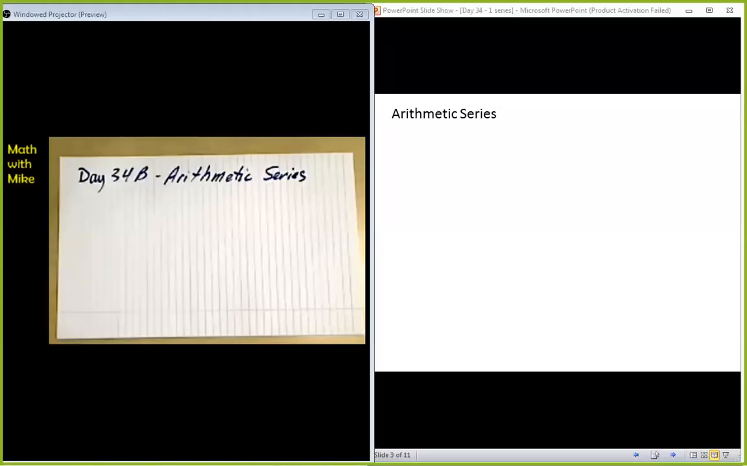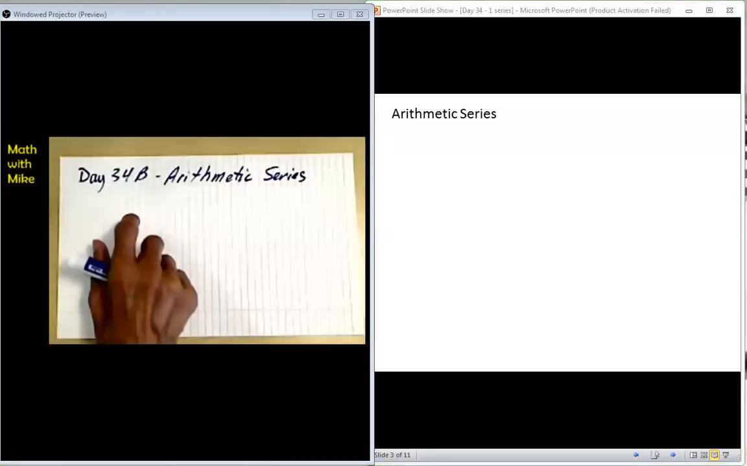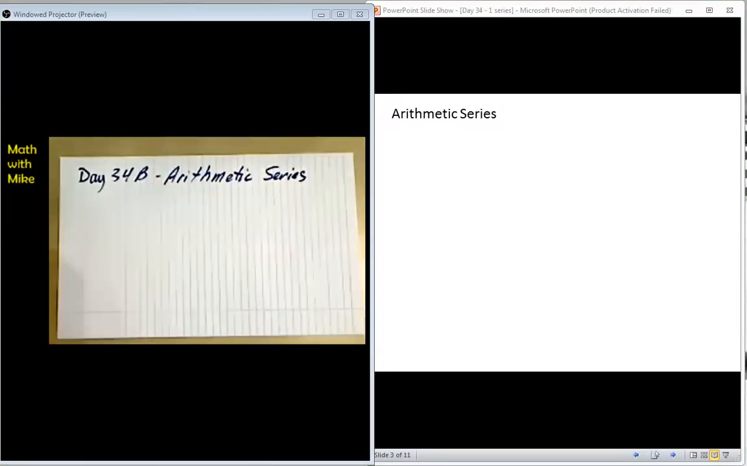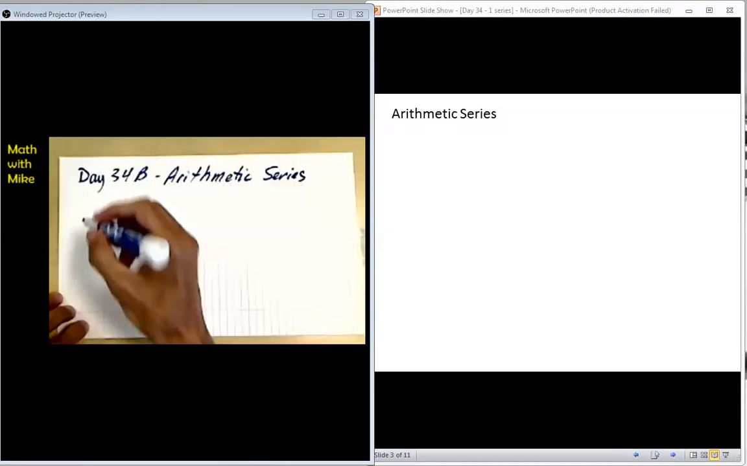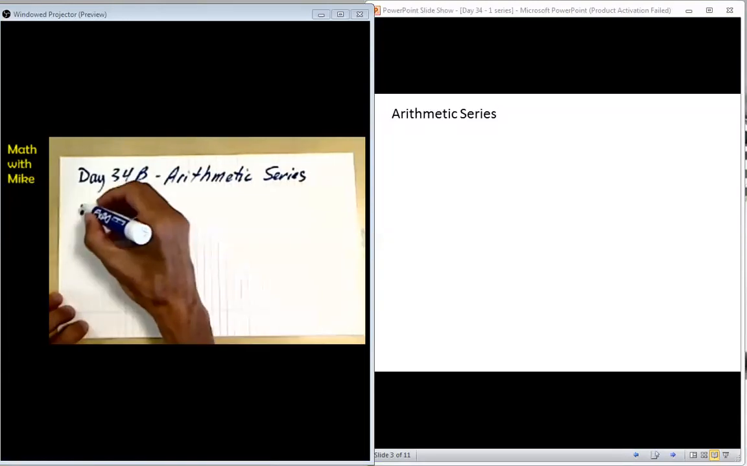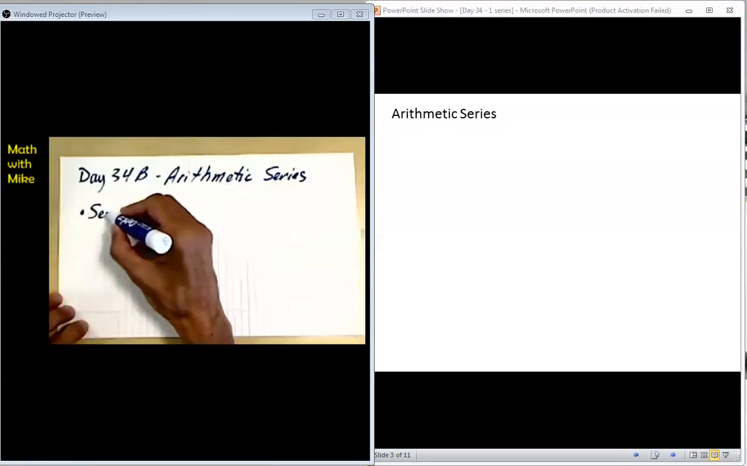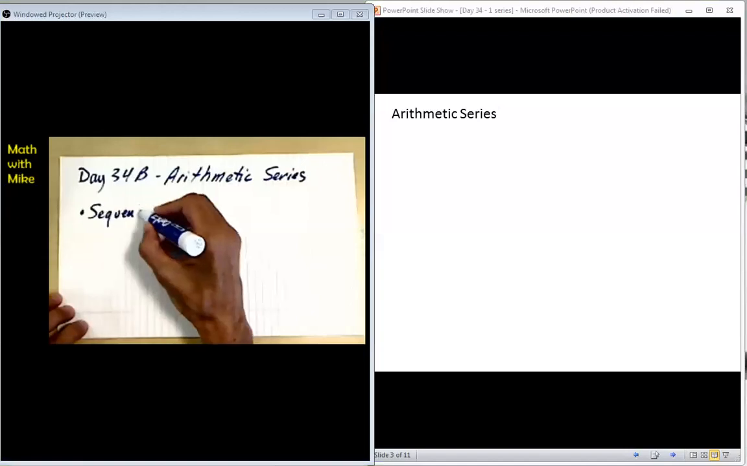Okay, so what are we doing today? New topic, arithmetic series. With a sequence, just to give you a hint of what it is. Sequence is what we were looking at before.